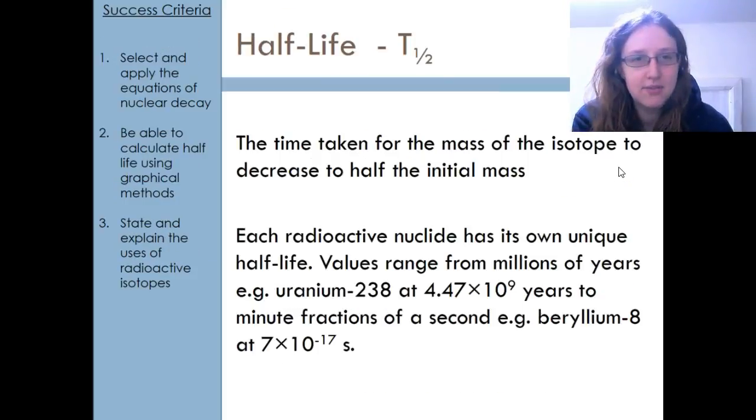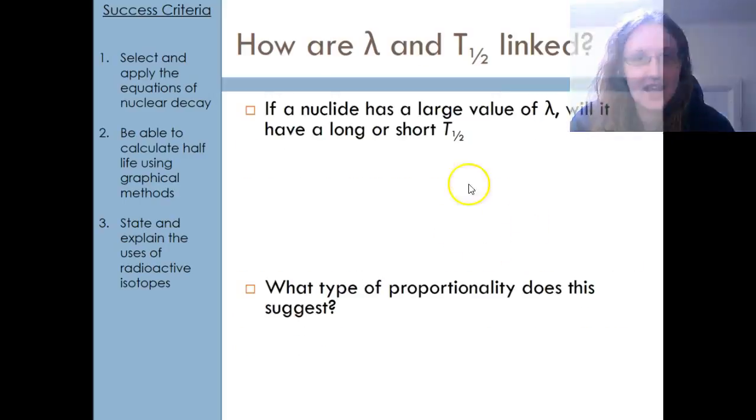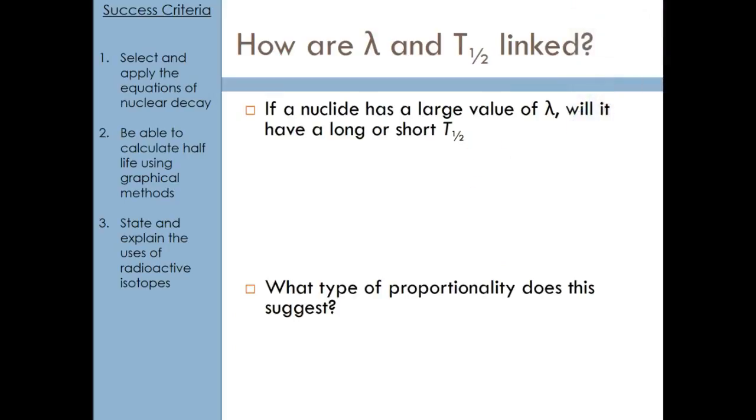Right then, half-life, a topic or an idea we should already be familiar with. It's the time taken for the mass of the isotope to decrease to half the initial mass, or the time taken for the number of undecayed nuclei to decay to half the number of undecayed nuclei. Radioactive nuclei have all got their own half-lives, and the values vary massively. They can go from millions of years to fractions of seconds. So the question becomes, how are the decay constant and half-life related?